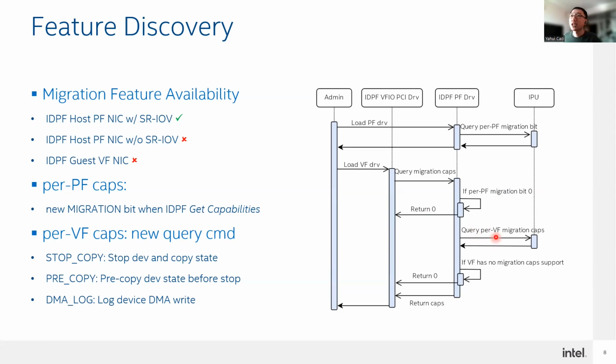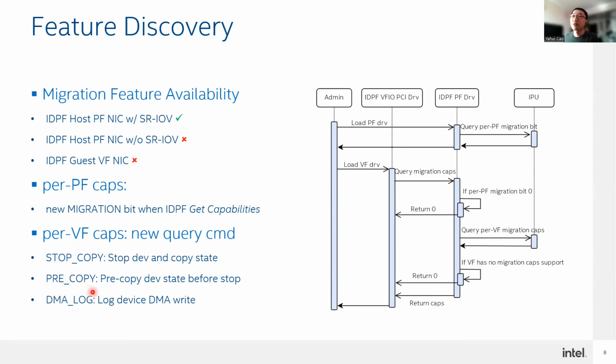This per VF migration capability is more about per VF features, which means what specific migration features you support. Some migration features are mandatory and some are optional, depending on the specific use cases. After querying the IPU for the per VF migration capabilities, if the result is that the VF has no migration capability support, then we just return 0. Otherwise, we return the specific capabilities we get.